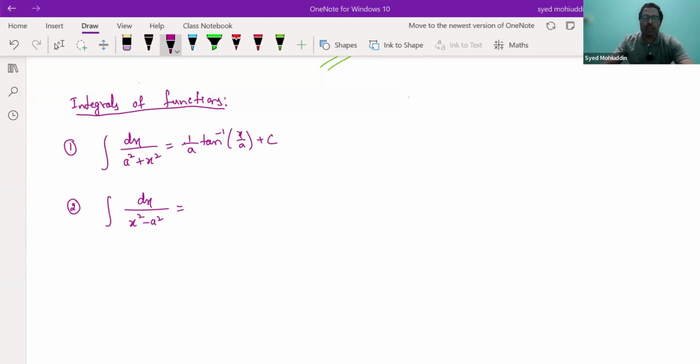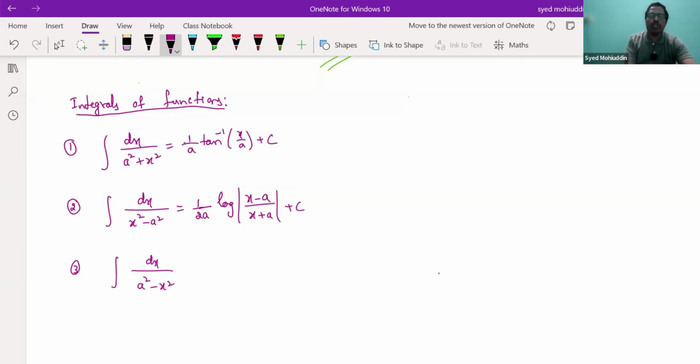The formula that we have is 1 by 2a, because an a term is there. We'll get log of mod x minus a by x plus a plus the constant of integration c. This will be the formula whenever you have x square minus a square. But if I put it the other way, a square minus x square, what will be the formula? Integral of dx by a square minus x square.